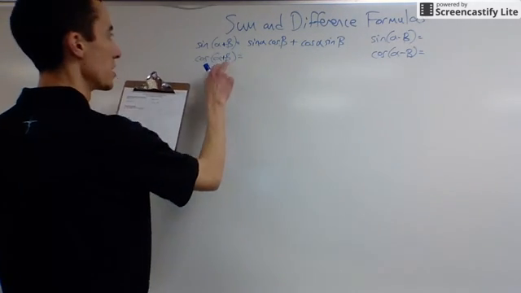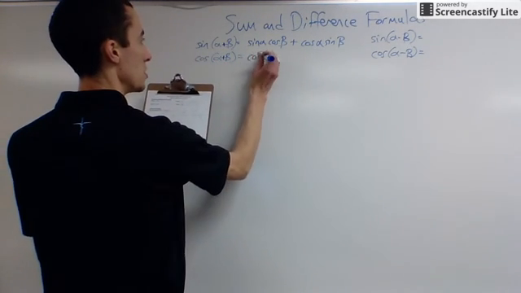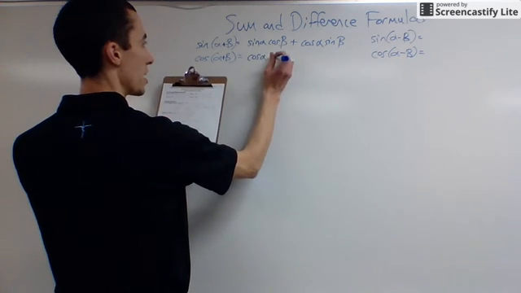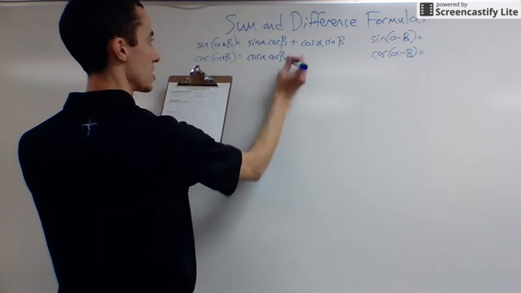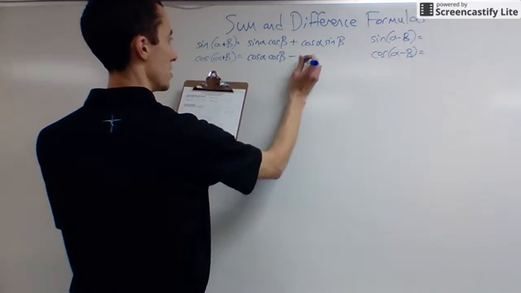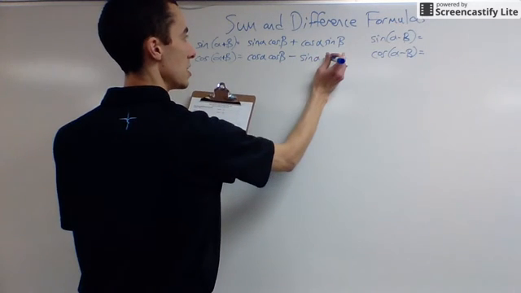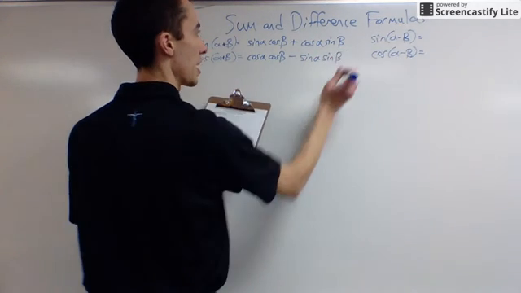To find the cosine of a sum, you do cosine of the first times cosine of the second minus sine of the first times sine of the second.